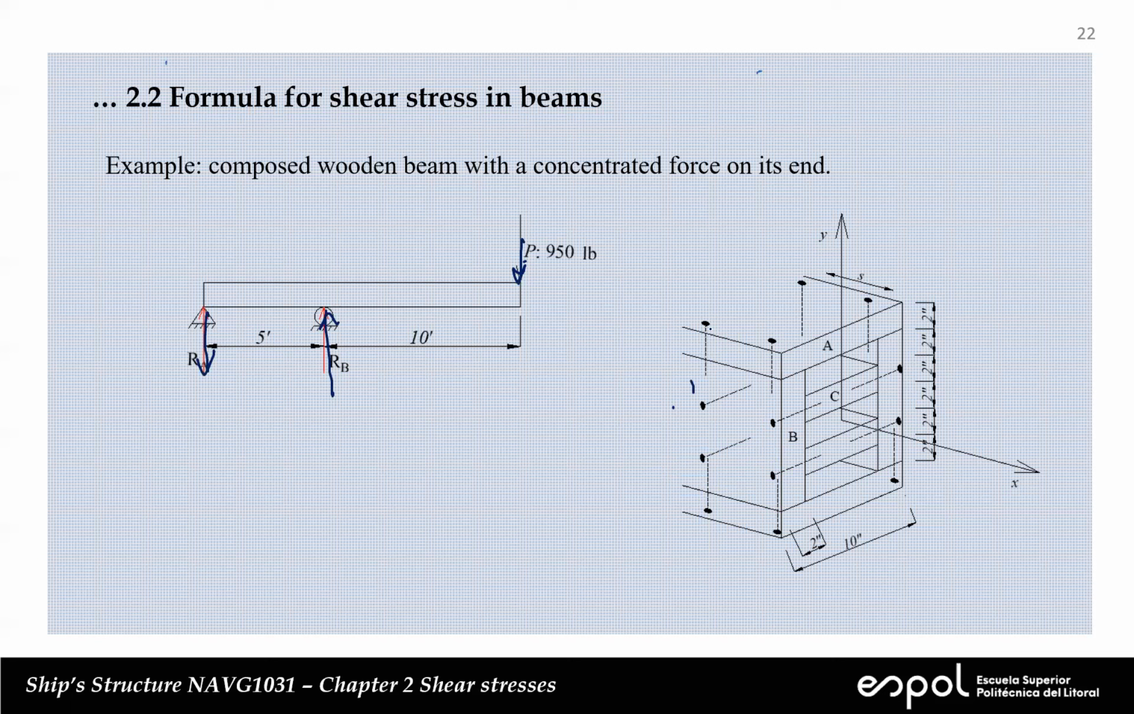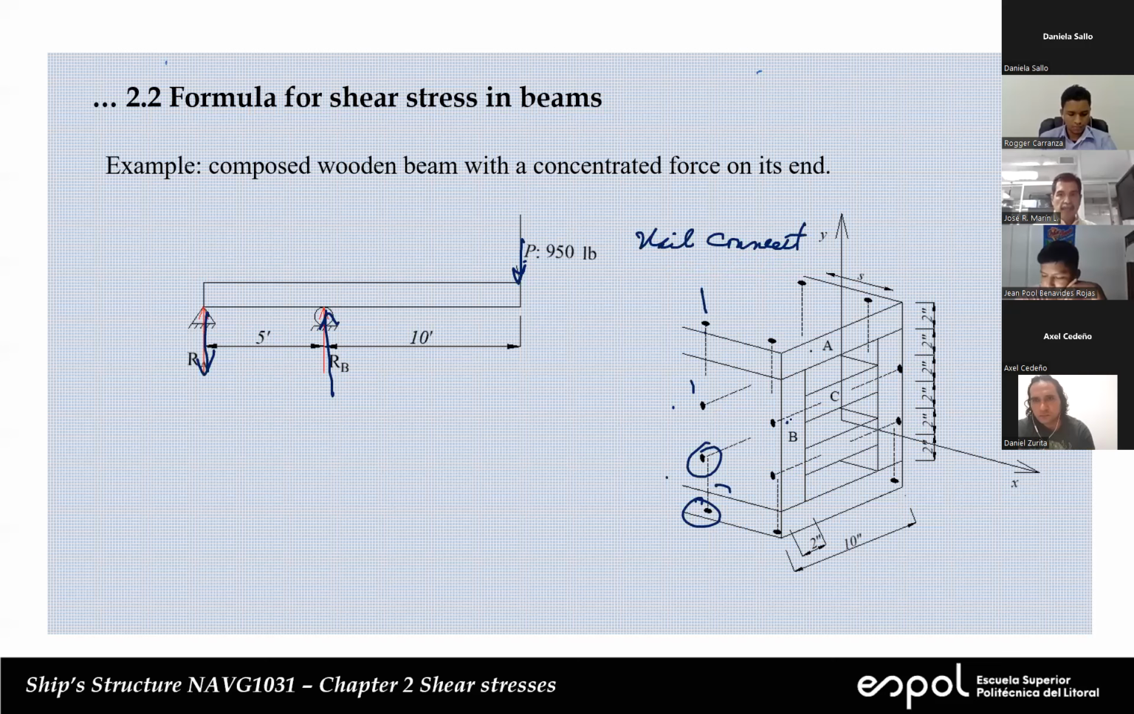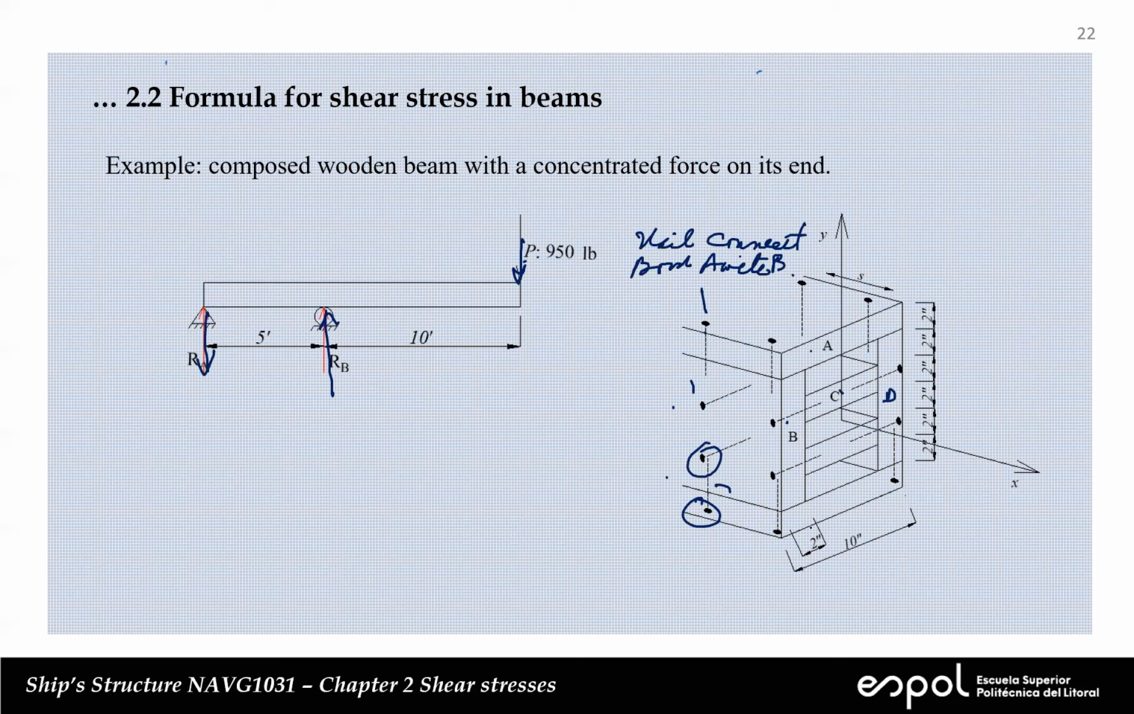For example, this nail here connects board A with board B. This nail connects A with B. This here, for example, connects board D with board C. There are going to be some nails also connecting the B with this, and finally some connecting the bottom board with the B and D boards. Are we clear with this?